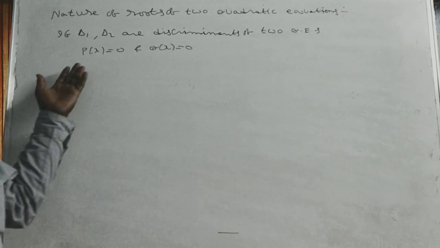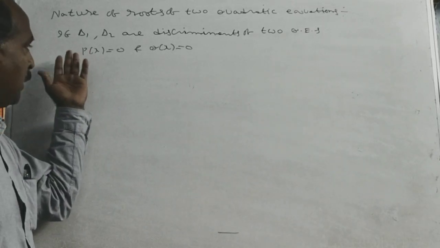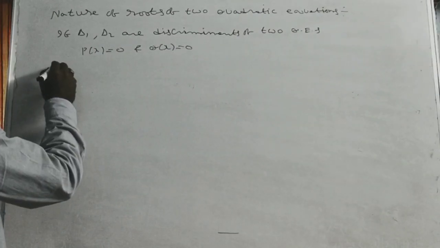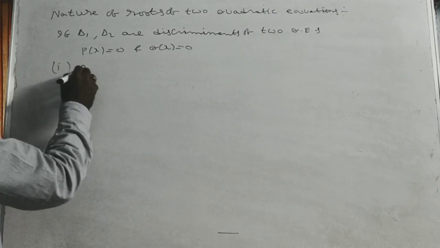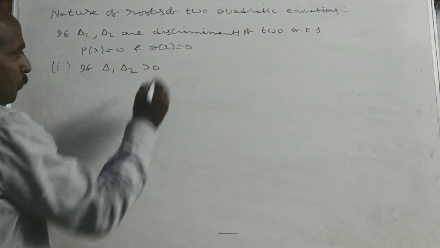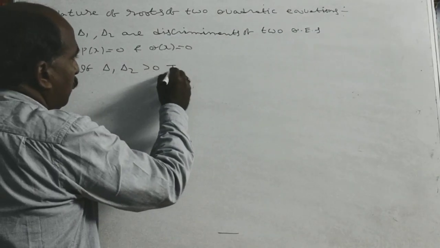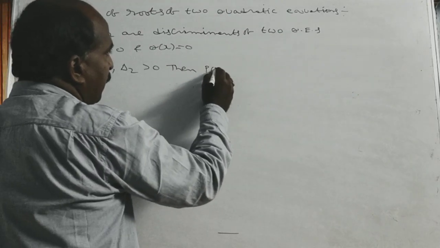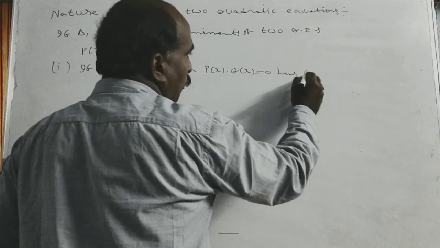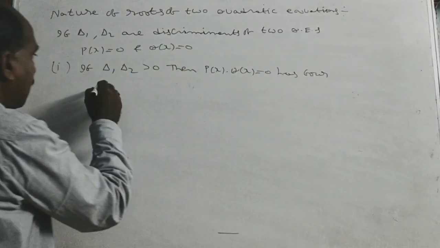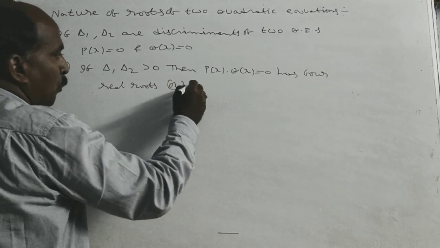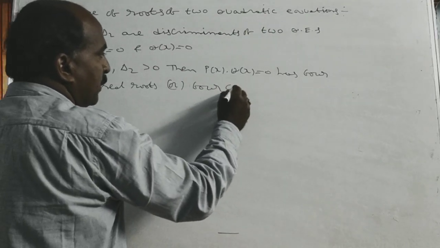Now we will discuss the nature of roots of P of x equal to 0 and Q of x equal to 0. In first case, if delta 1 into delta 2 positive, then P of x into Q of x equal to 0 has 4 real roots or 4 complex roots.